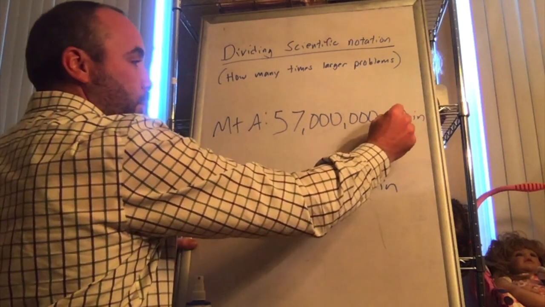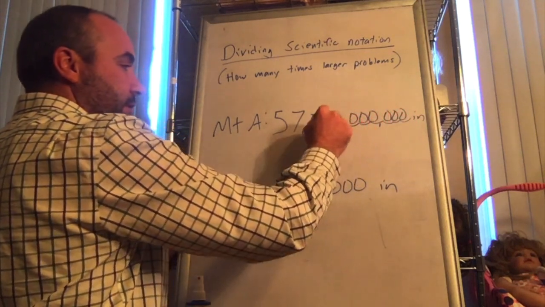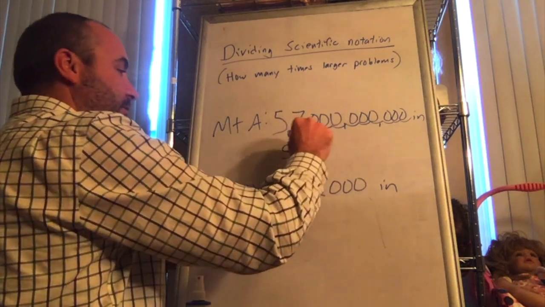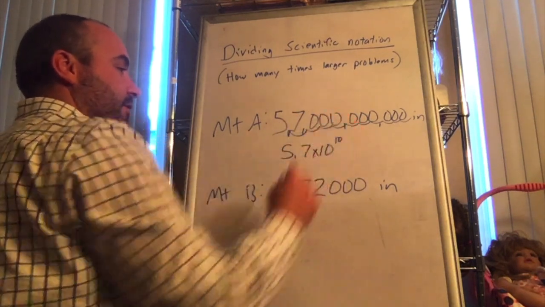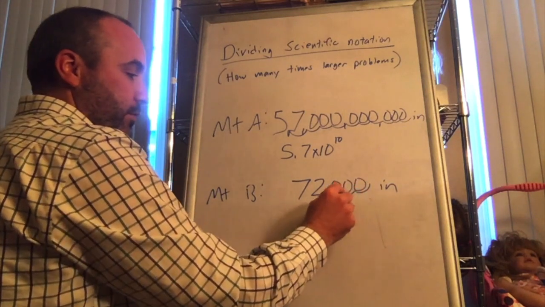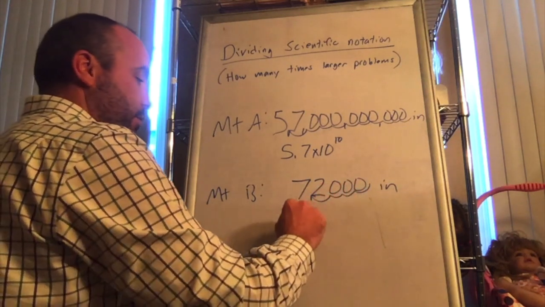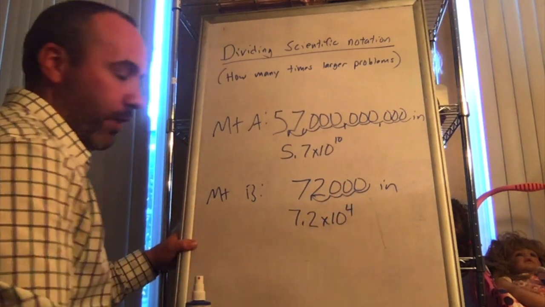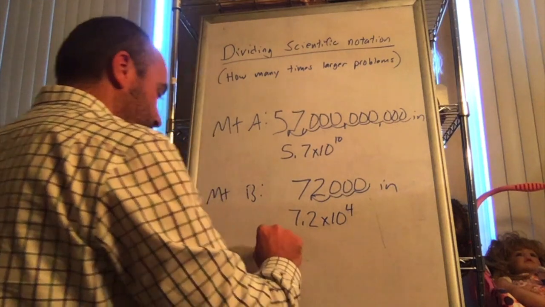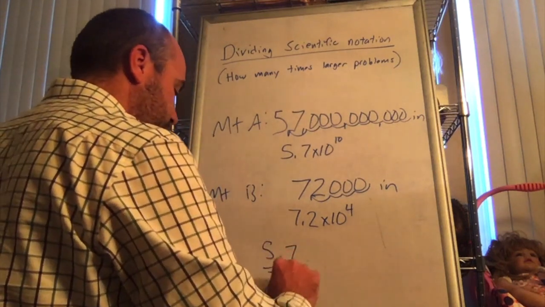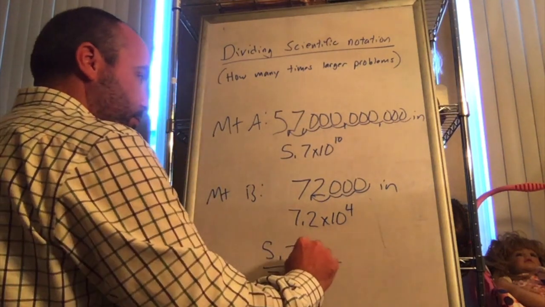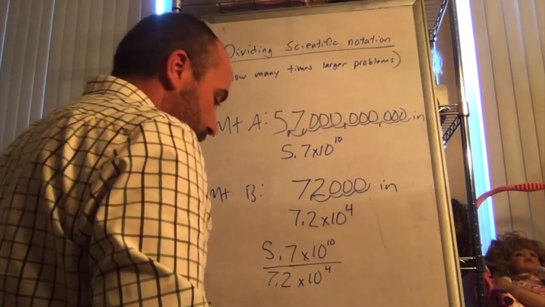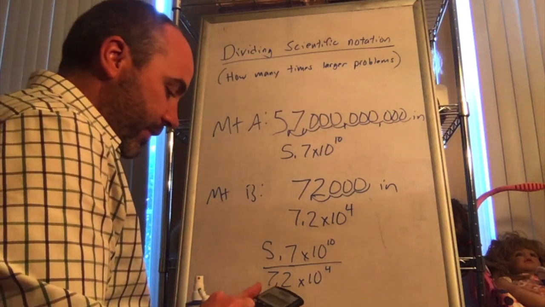So I'm going 1, 2, 3, 4, 5, 6, 7, 8, 9, 10. I moved it 10 times, so I got 5.7 times 10 to the 10th. This one I'm moving 1, 2, 3, 4 times, so 7.2 times 10 to the 4th. Okay, now I'm going to divide these again. So I got 5.7 over 7.2, and I got 10 to the 10th over 10 to the 4th. So this is going to present a little bit of an issue.